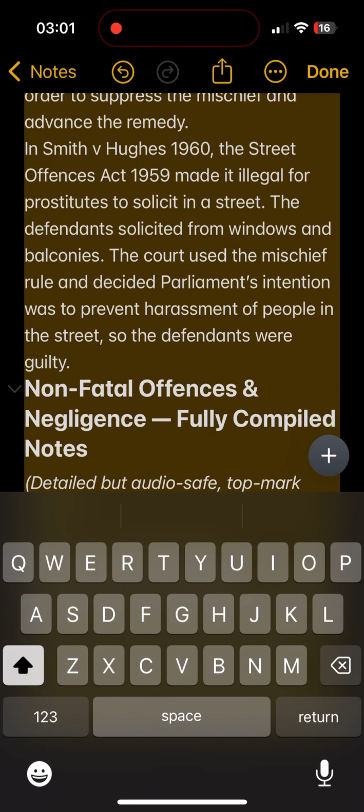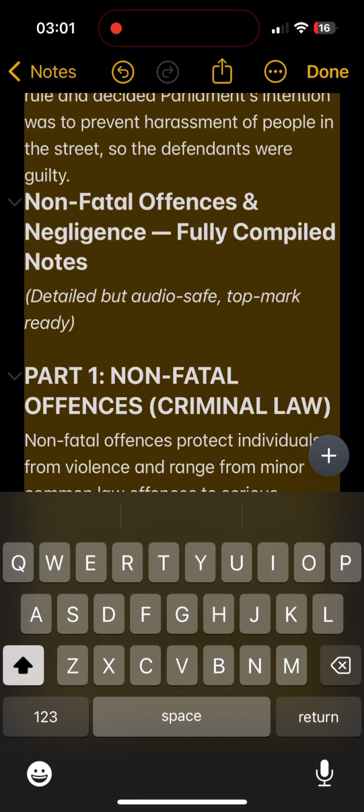In Smith v Hughes 1960, the Street Offences Act 1959 made it illegal for prostitutes to solicit in a street. The defendants solicited from windows and balconies. The court used the mischief rule and decided Parliament's intention was to prevent harassment of people in the street, so the defendants were guilty.